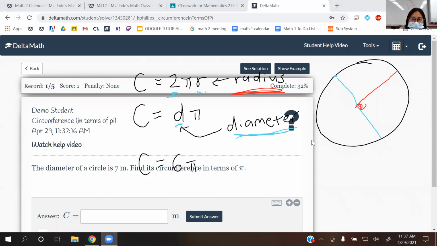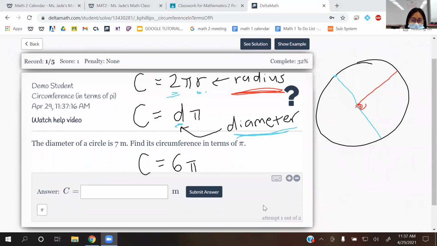Oh, wait, let me scroll so this is not so messy. There we go. Okay, so this one says the diameter of a circle is 7 meters. Find its circumference in terms of pi. All right, so this one, the diameter of a circle is 7 meters. Find its circumference in terms of pi.